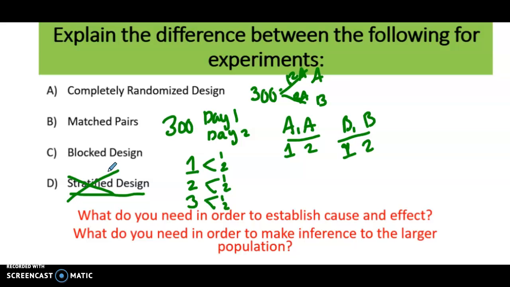Okay. So what do you need in order to establish cause and effect? So remember, that needs to be random assignment. And what do we need to make inference to the larger selection? That is going to be random selection. And that's what we already talked about.